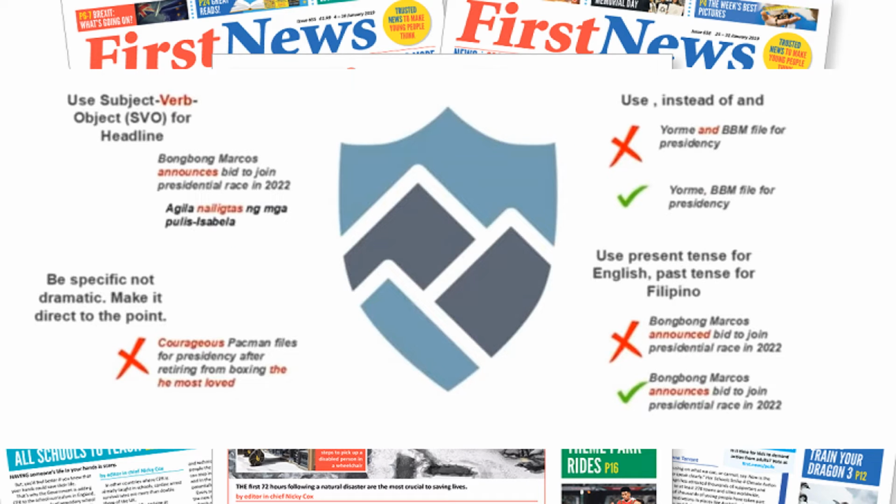For your headline, use subject, verb, object. Example here, Bongbong Marcos announces bid to join presidential race in 2022. Subject, verb, object. You have our subject, Bongbong Marcos. Then your verb, announces in present tense. Then object, to join presidential race in 2022. In Filipino, Agila na iligtas ng mga pulis Isabela. Ano? Agila. Verb na iligtas. That's a pandiwa. Ng mga pulis Isabela, that's your object.